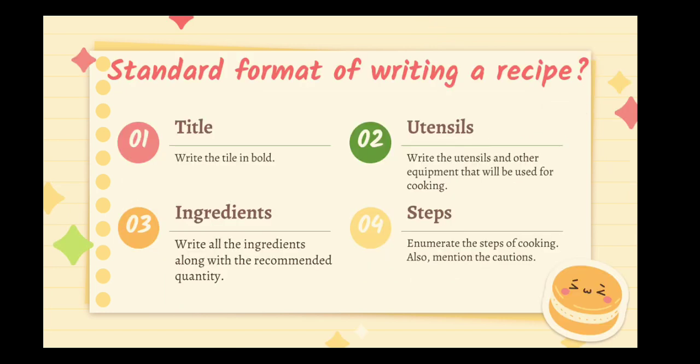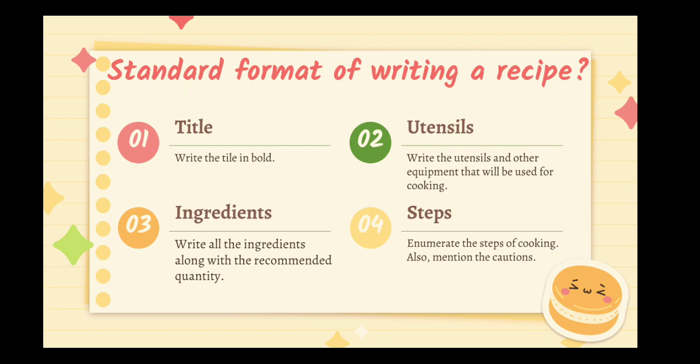The standard format of writing a recipe has these four key items in it. The first one is title. Write the title in bold so that whoever reads your recipe is very clear about what your recipe is going to be about.